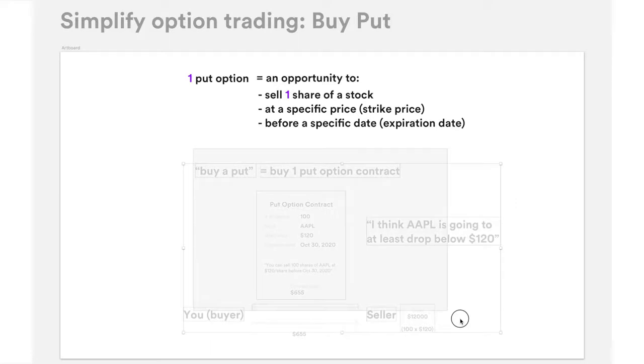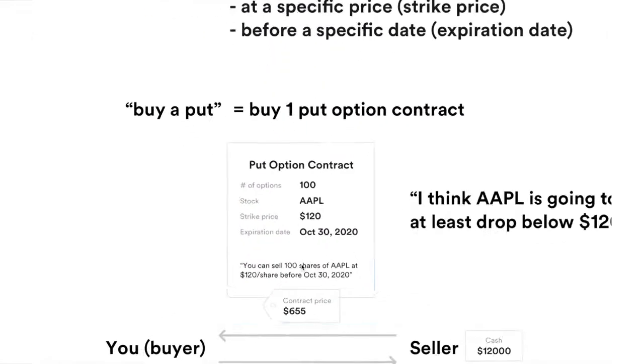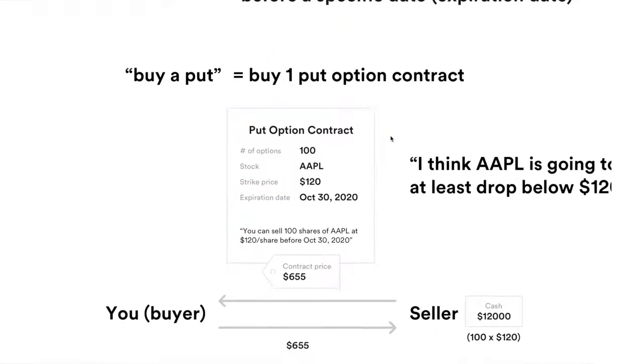So for buy put, you will hear this phrase quite a lot from Wall Street or from your friends who trade options or some finance media outlets. What it means is that you're buying one put option contract. You're buying a contract, okay? So this is what a contract might look like.